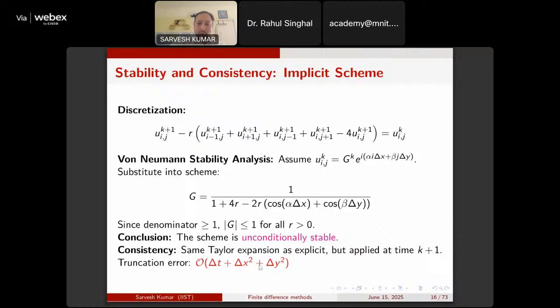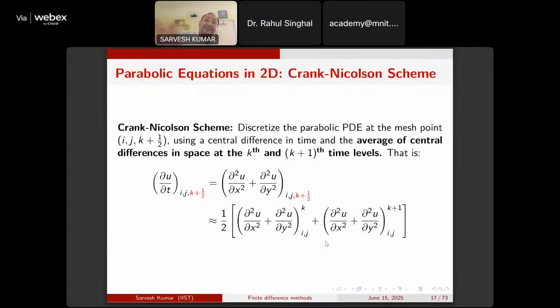Okay. So the consistency order is the same. The consistency order will be reflected in the order of convergence. So convergence is the same, but the advantage is that we have unconditional stability. But what we are paying is that it's expensive in the sense we don't have a tri-diagonal structure. So let's see the Crank-Nicolson scheme also, which you might have seen, right?